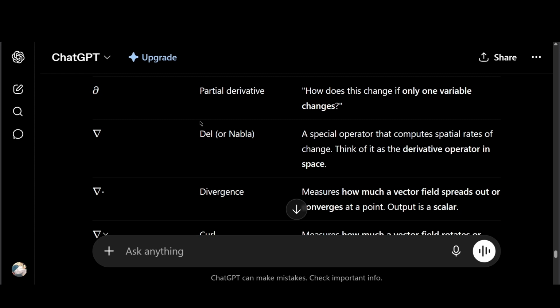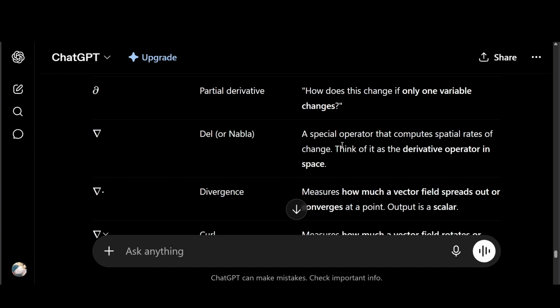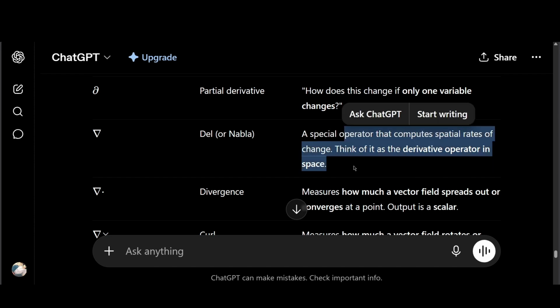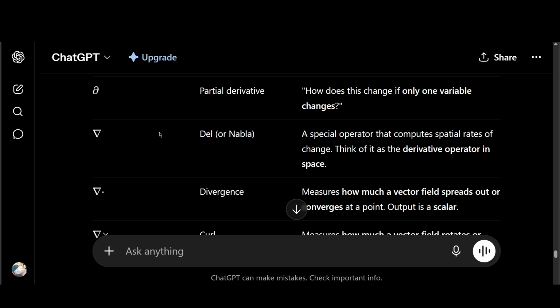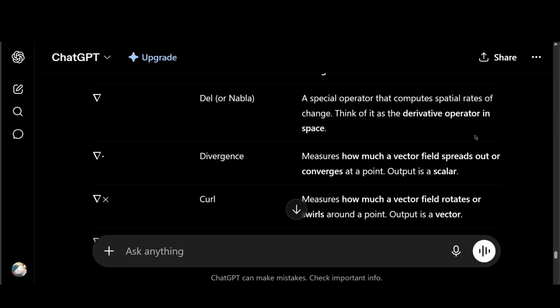So we have the partial derivative. You've already encountered this earlier. We also have the del. Is this a gradient operator? Hold on, it's just called del. I thought it was a gradient operator. It's a spatial operator that computes spatial rates of change. Think of it as the derivative operator in space.